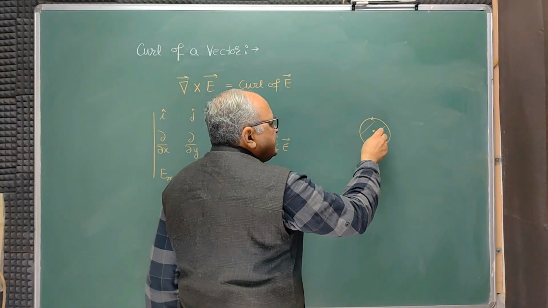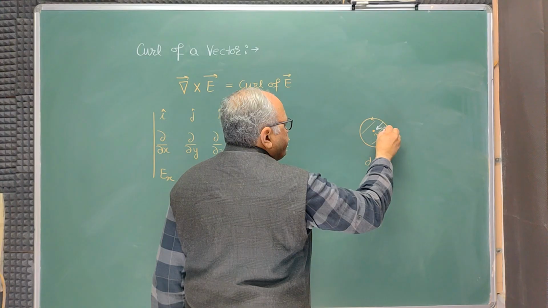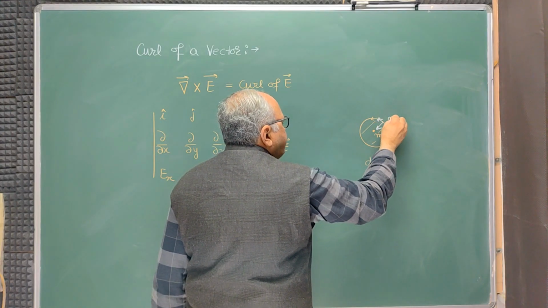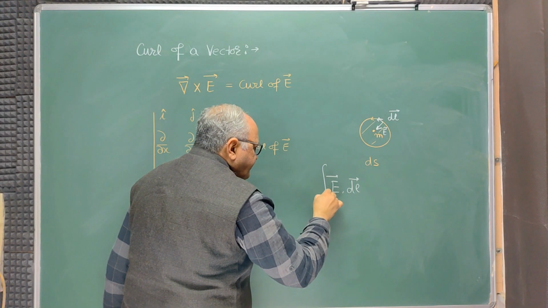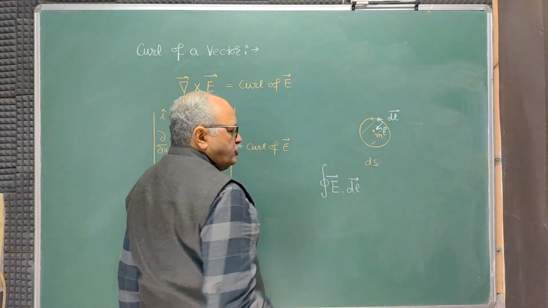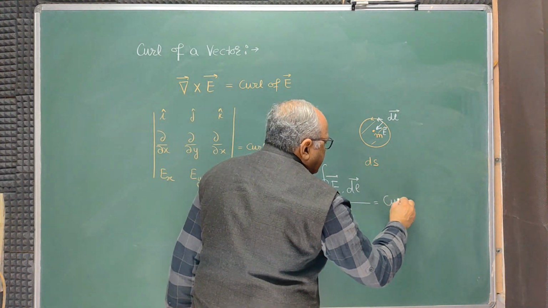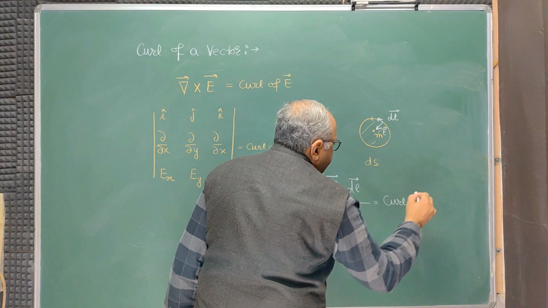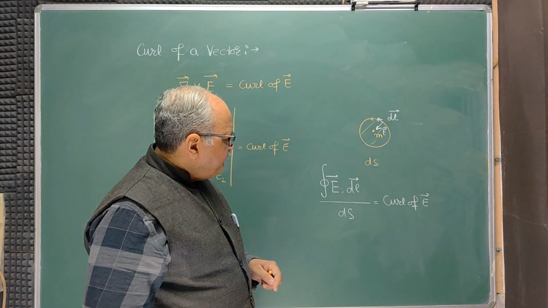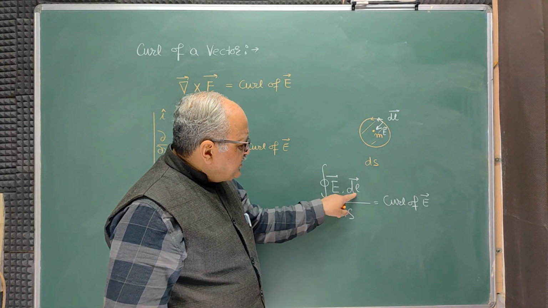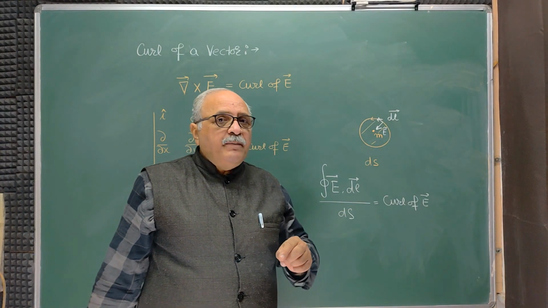Now because of this mass, there is a gravitational field pointing towards this point mass, that let us say is E. Take a small length element dl, and when you take the line integral of this gravitational field over this whole closed loop and divide by the surface element, this is nothing but the curl of E. I'm not giving the proof of this because this is a physical understanding of the curl of any vector field. It is the line integral per unit surface area, and its direction is governed by the right hand rule.